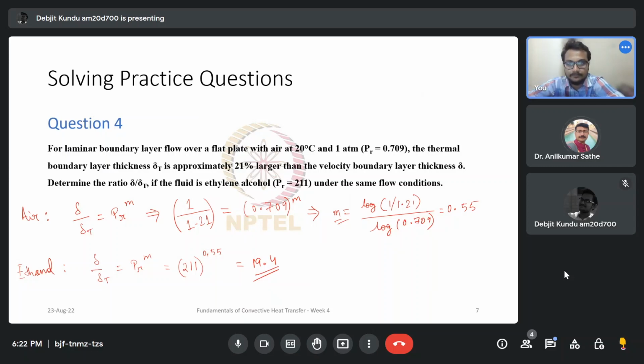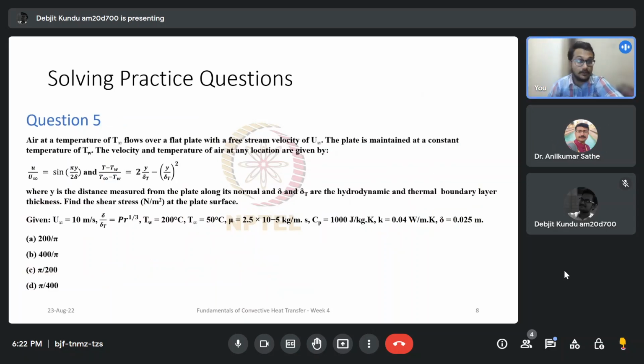Okay, is it clear? Yes. Simple questions. We will move on to question number 5. A lot of data is given, but this question is very easy, I promise. So let's have a look at it.